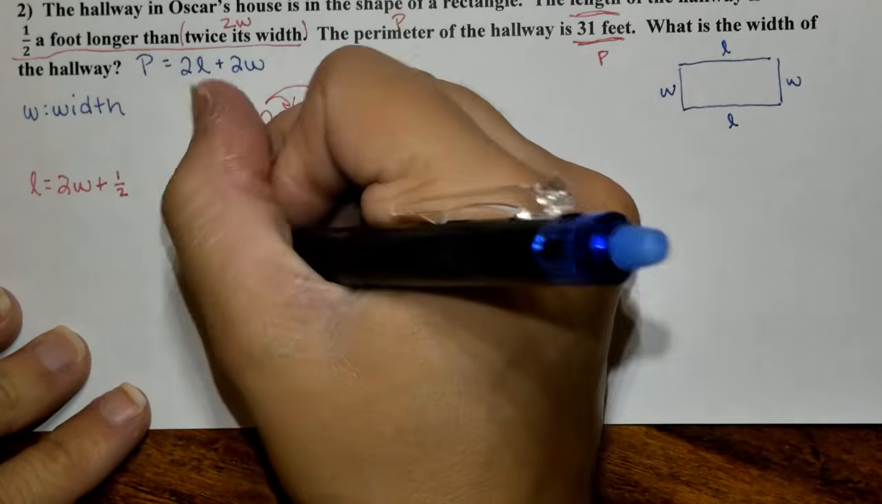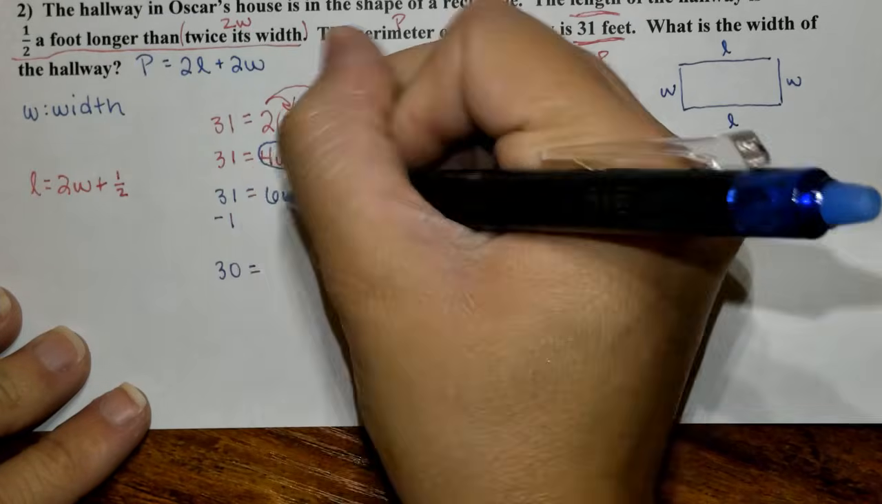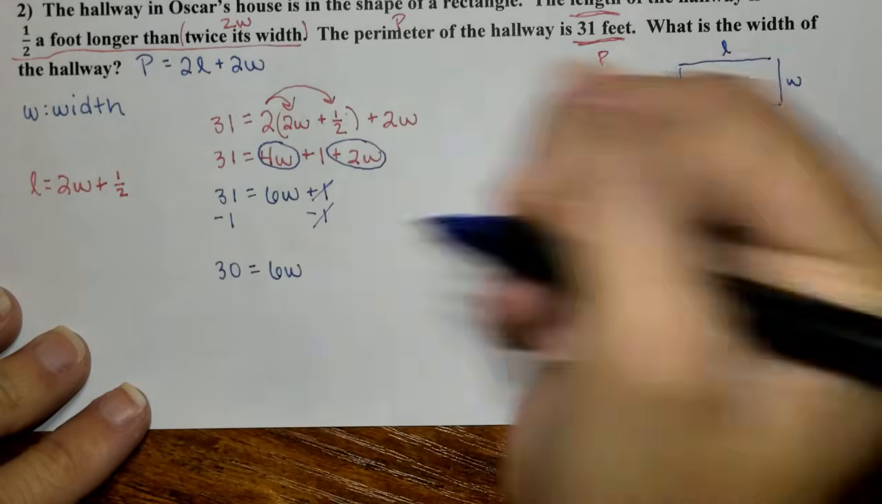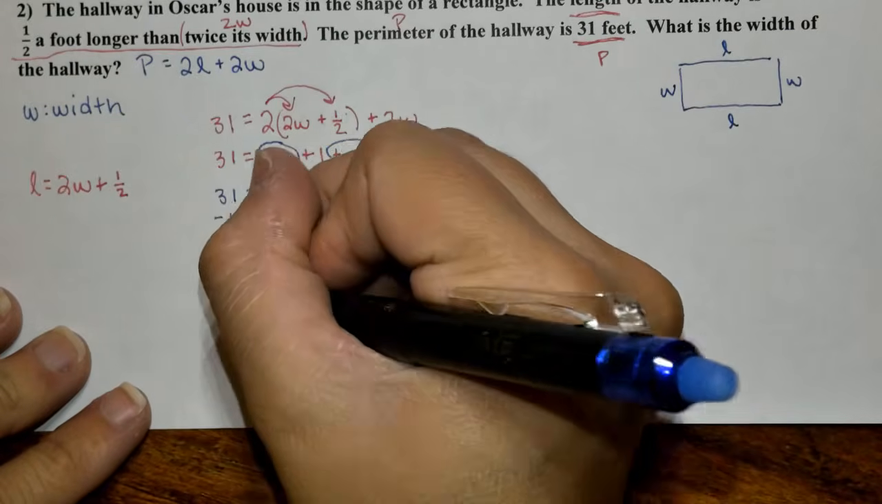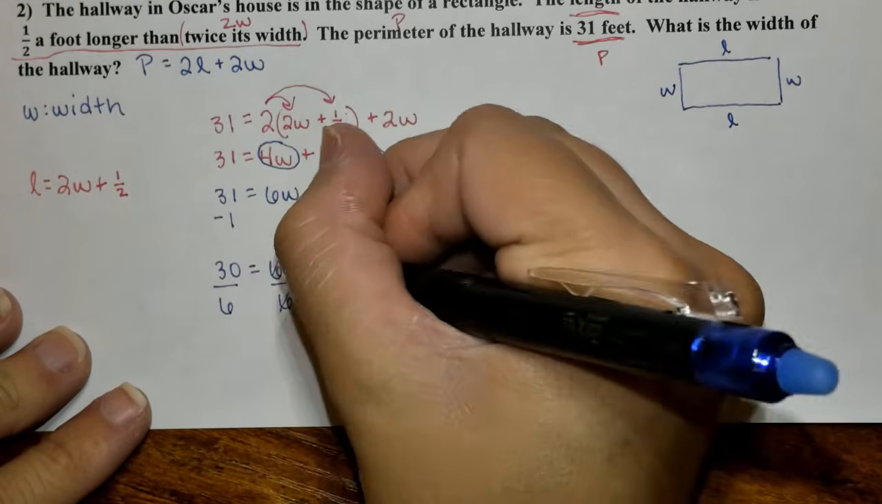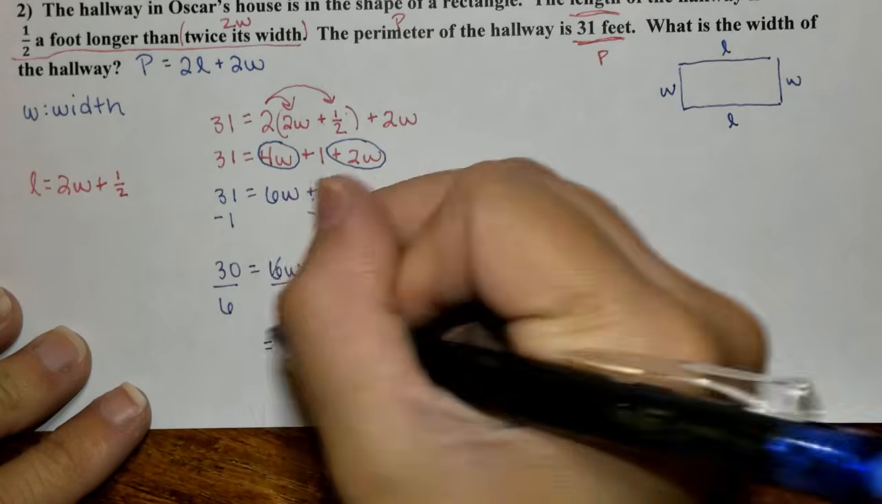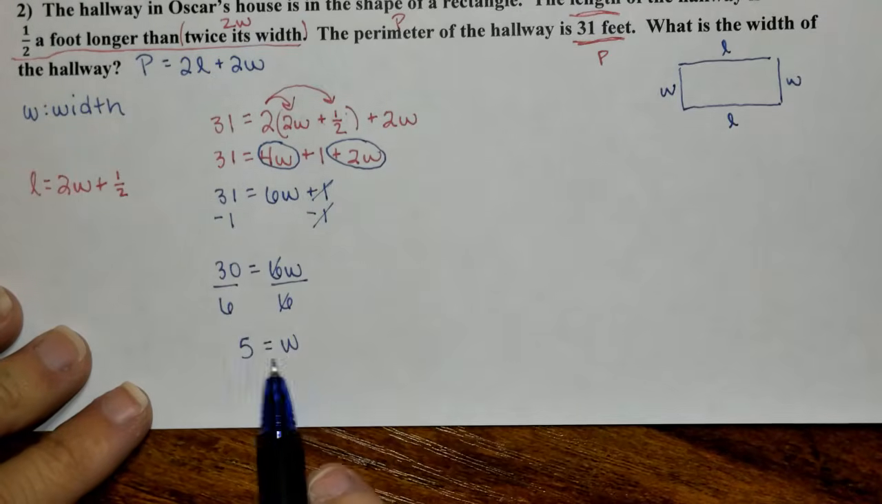31 minus 1 is 30. Okay, and then I bring down that 6w. All right, and from there, I divide both sides by 6, just 6. That way w stays here. And 30 divided by 6 is 5. We were looking for the width.